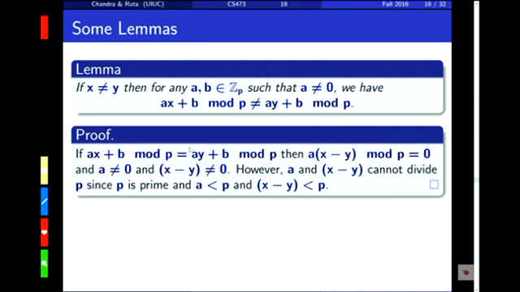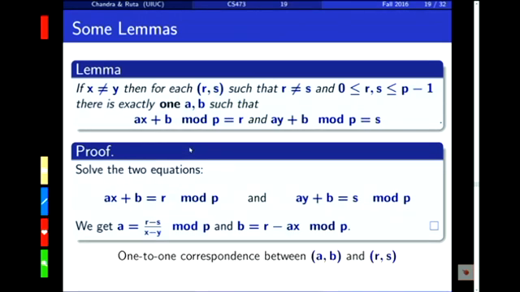Okay, so this is simple. Now the second question, one-to-one correspondence between AB and RS. The lemma says, if X not equals Y, then for each RS such that R is not equals S, because we already said that if X not equals Y, then R cannot be equals S, right? So we just look at those pairs.